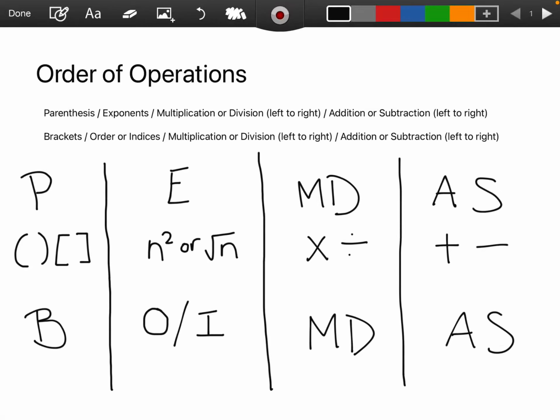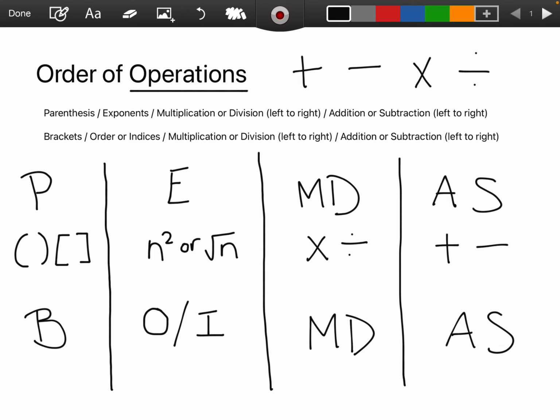Okay, so this video is going to be on order of operations. So what is order of operations? Basically, addition, subtraction, multiplication, and division are the four different operations. So when you have a math problem and there's a lot of numbers and different operations, you have to know the right way to do it.